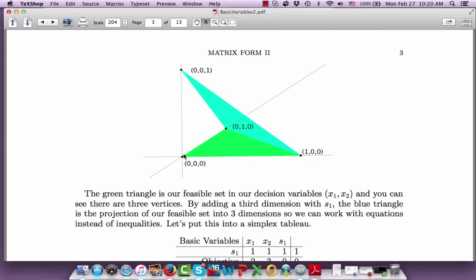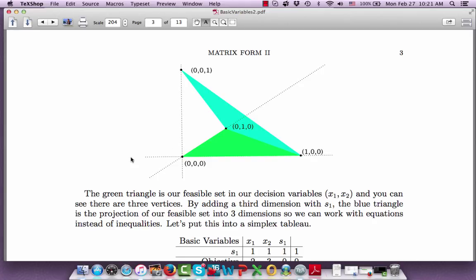By adding that third dimension with the slack variable, we've basically projected into a 3-dimensional setting. So we've taken the triangle and we've kind of projected it into this 3-dimensional setting. So this blue triangle is just kind of a copy of our original feasible set in terms of the original variables and the slack variable. And you can notice that each vertex of each triangle kind of matches up. 0, 0, 0 is right below 0, 0, 1. The other two are actually the same vertices.